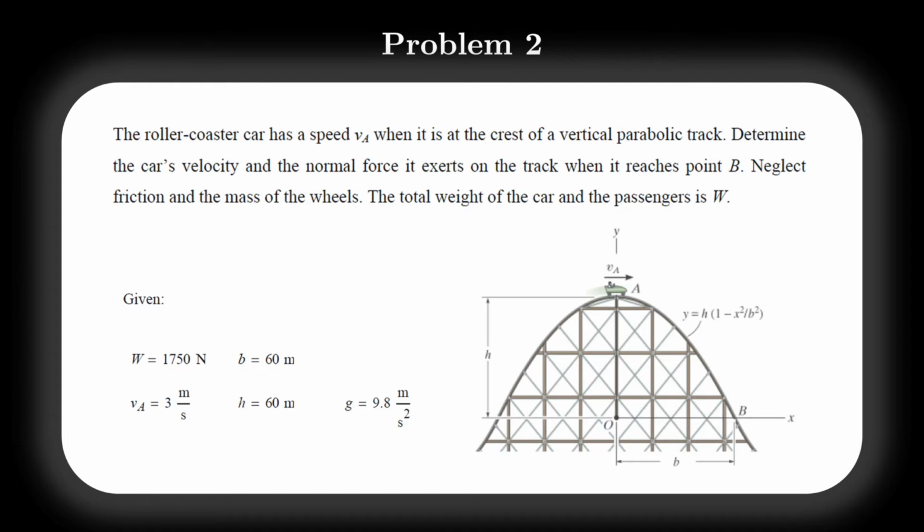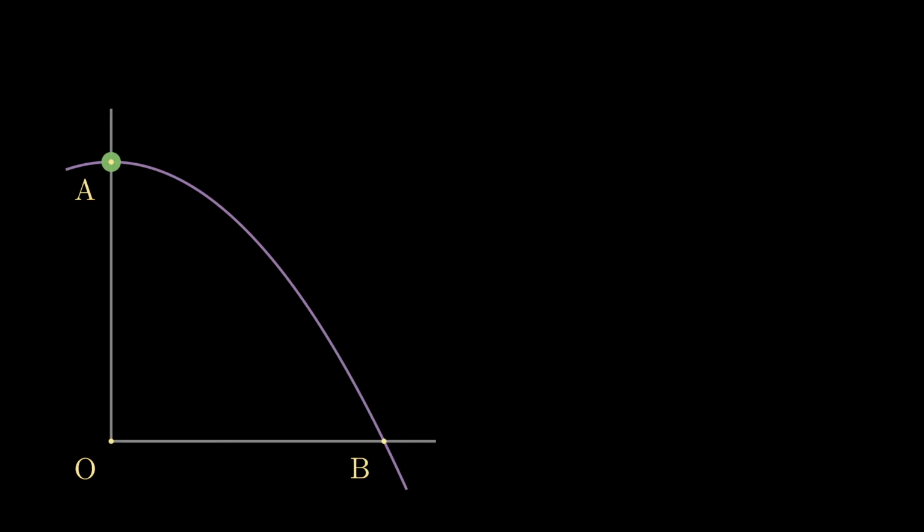It states, the roller coaster car has a speed VA when it is at the crest of a vertical parabolic track. Determine the car's velocity and the normal force it exerts on the track, when it reaches point B. Neglect friction and the mass of the wheels. The total weight of the car and the passengers is W. So we have a known curved path which this roller coaster follows, and we're interested in the velocity and normal force when it's at point B.